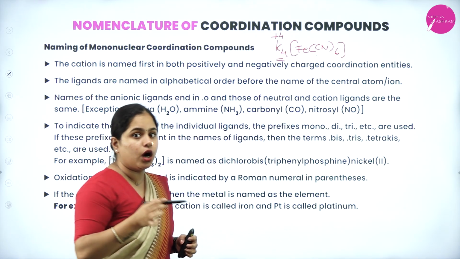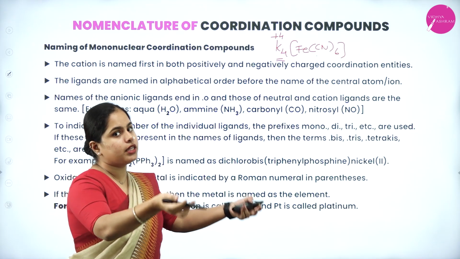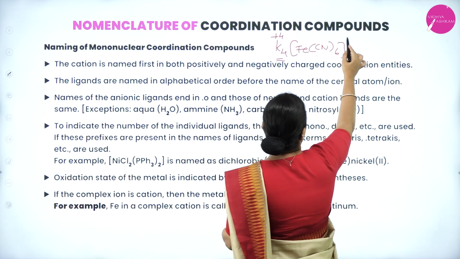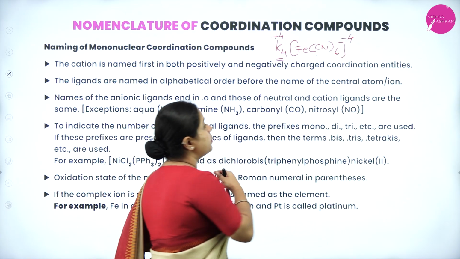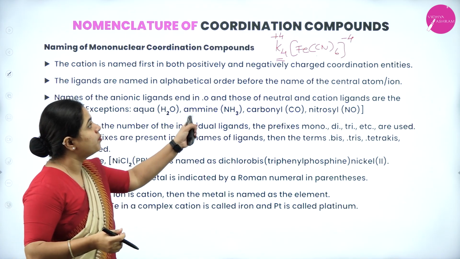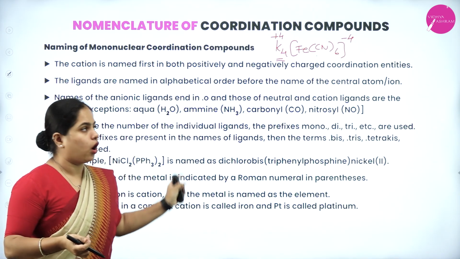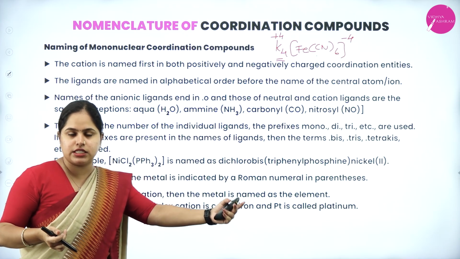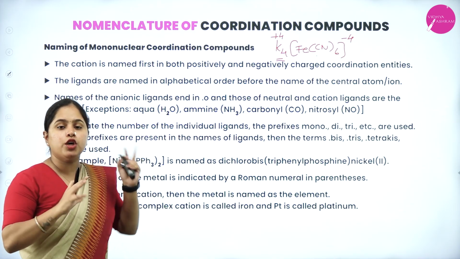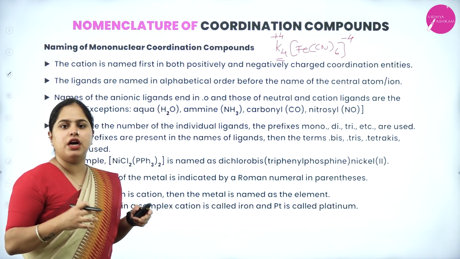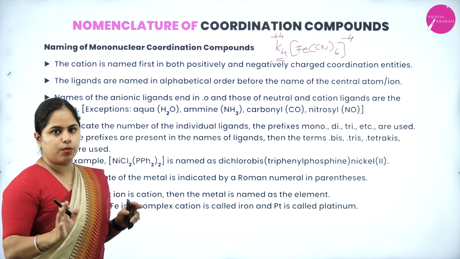So if the counter ion is +4, what will be the charge on the coordination sphere? It will be -4, right? So from here itself you can tell that the cationic part is the counter ion and your coordination sphere is negative, right? So which one will you name first? It will be the potassium part which you have to name first. So that is the first rule.